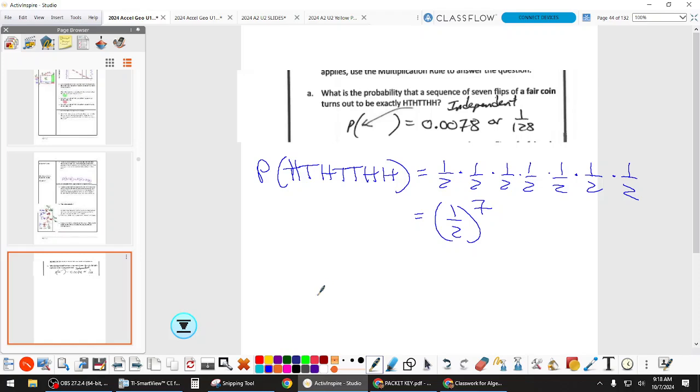Well, what's 1 to the 7th power? 1. What's 2 to the 7th power? There's your 128. So think of that like the fact that multiplying something by itself repeatedly is the definition of an exponent, right? Or at least a whole number exponent. So this is just 1/2 to the 7th power.